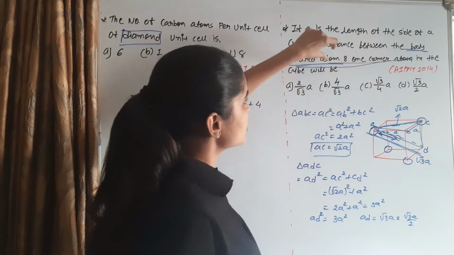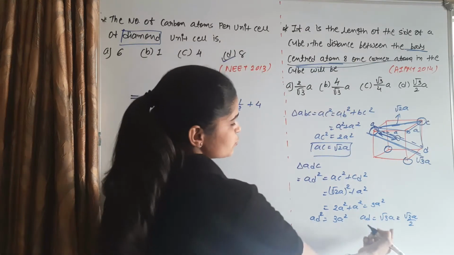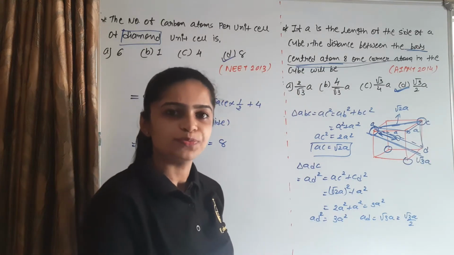The distance between the body center atom and the corner atom is √3a/2. This is the right option, √3a/2.